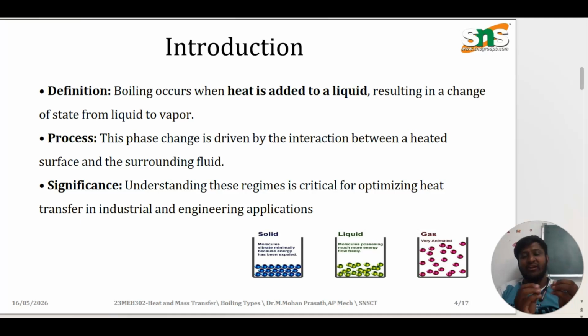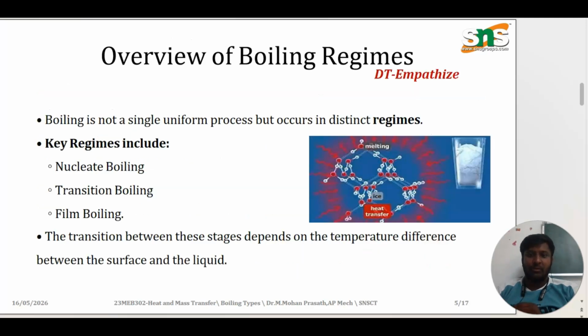Boiling occurs when heat is added to the liquid. The liquid is converted into vapor, which is called boiling. The phase change is driven by the interaction between the heater's surface and the surrounding fluid. Understanding the concept of boiling regimes is critical for optimizing heat transfer in industrial and engineering applications.